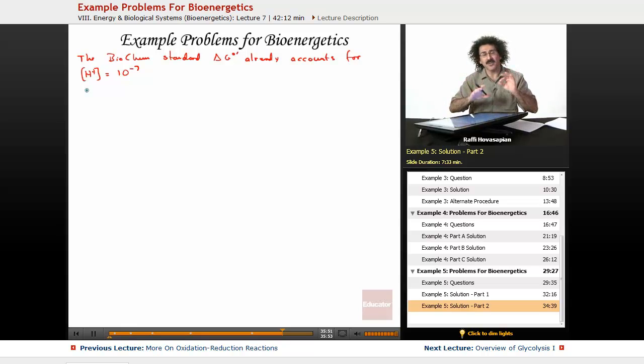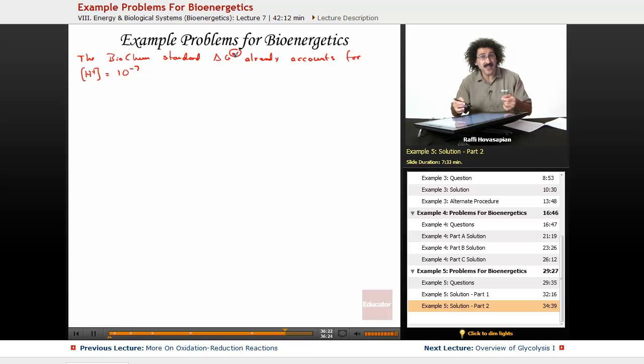Well, that 1 molar concentration also includes the hydrogen ion. So a 1 molar concentration of hydrogen ion, negative log of 1, you're going to get a pH of 0. But we can't do a pH of 0. This is why the biochemical standard uses a pH of 7. That's why we have this standard plus that little mark that lets us know that we're at pH 7.